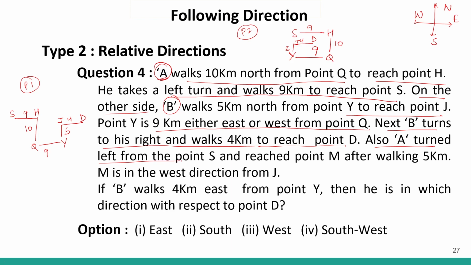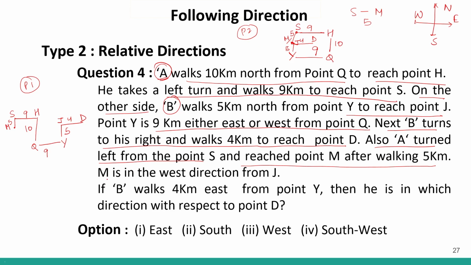Also, A turned left from point S. So A is turning left and reached point M after walking 5 kilometers. So if A turns left, it will reach here, which is point M after walking 5 kilometers. So here, if it takes left, it will come back to this point J, which is M, and the distance between S and M will be 5 kilometers. So let me write it a bit more clearly. So this point was S, this point is called M and J both, and this distance is 5. So this is possibility 2, this is possibility 1.